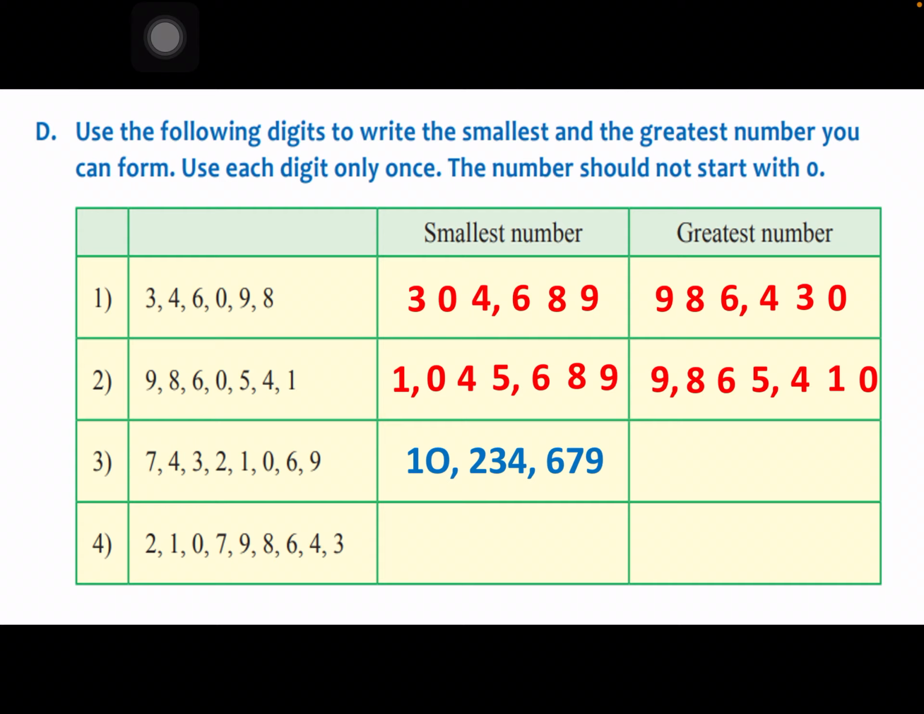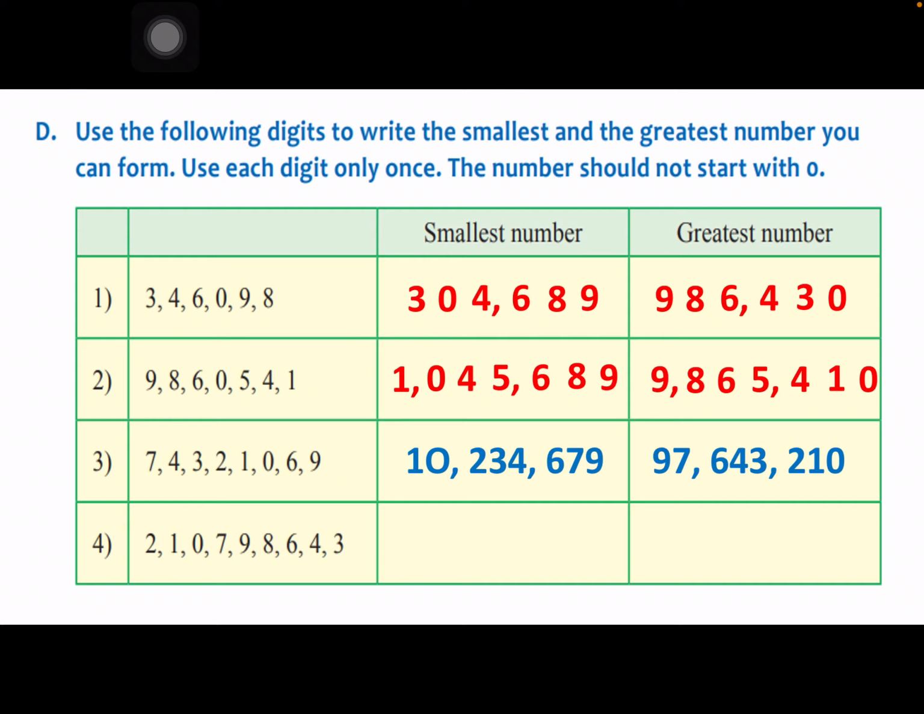Okay, for the greatest number, you start with the biggest number also. The biggest number is 9. Next is 7, 6, 4, 3, 2, 1, and 0. Okay, this is the number: 97,643,210. Correct, students? This is the greatest number you can form.